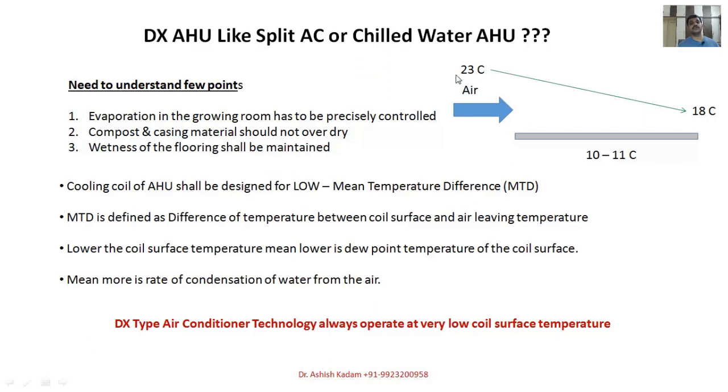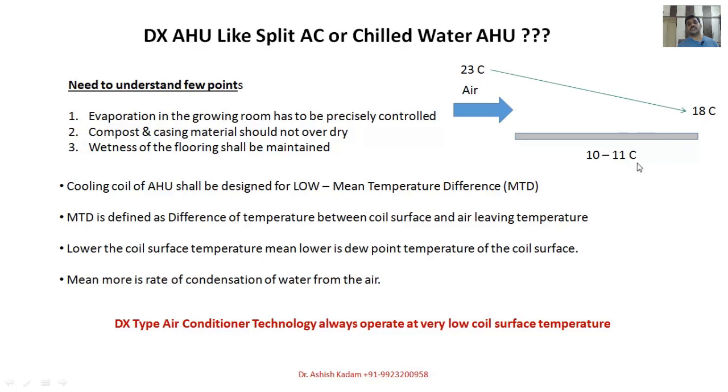So 23 degree is suppose the room temperature you are maintaining, then we need to reduce the temperature to 18 degree in the air handling unit, and this 18 degree air will go into the farm. It will pick up the heat of the compost, it will pick up the heat of the mycelium, because they are growing and there is a metabolic activity, and then the temperature will again come to the 23 degree.